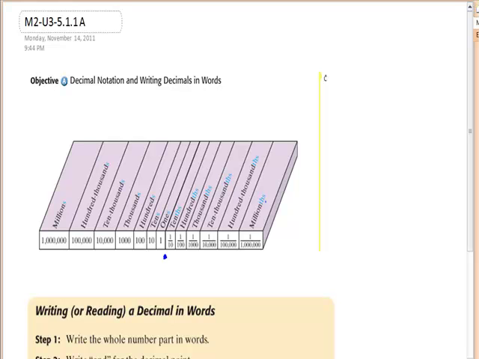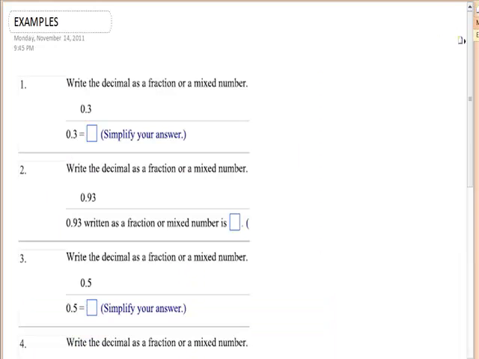So let's take a look at what it will take to write a decimal number in fraction form. All right. Number one, write a decimal as a fraction or a mixed number. This is no whole number and 3 in the first place is the tenths place. Since that is 3 in the tenths place, that's exactly what I write down. If I can read it as a decimal, I can write it as a fraction. That is 3/10. Try to reduce, can't, done.